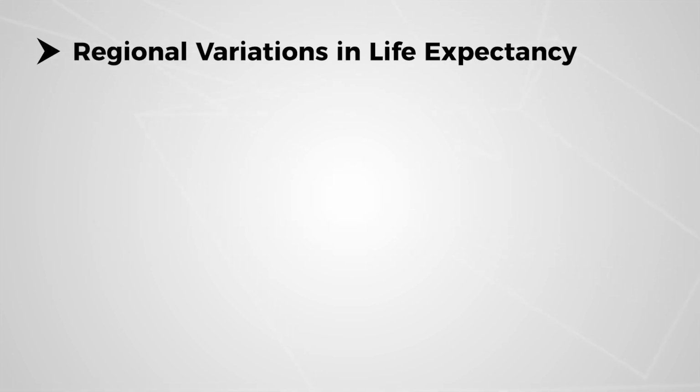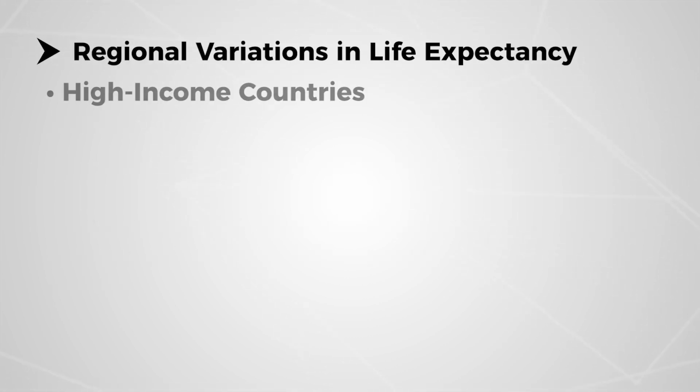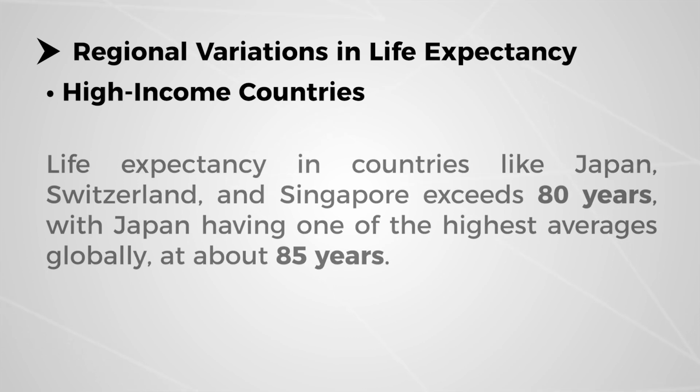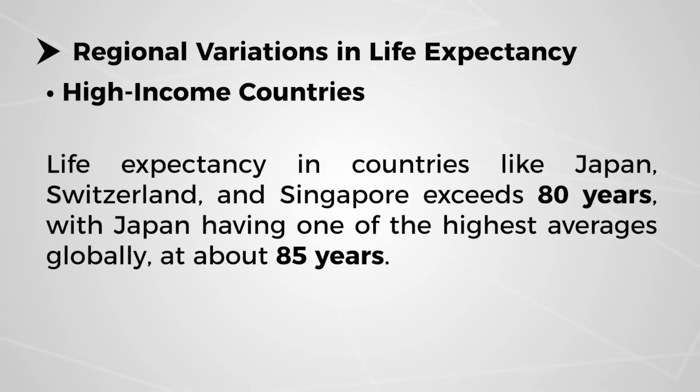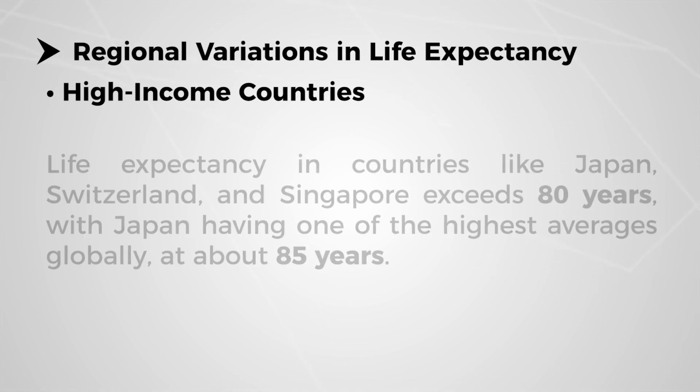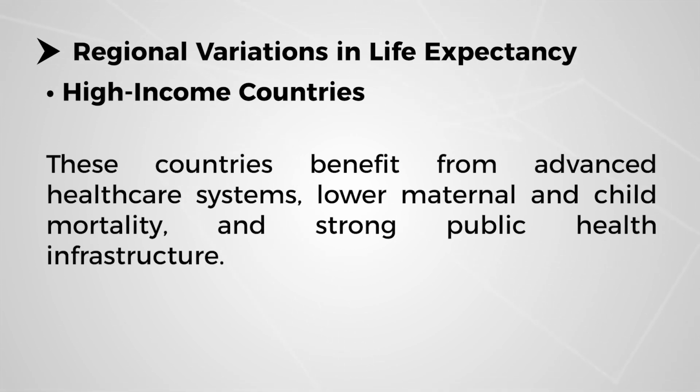Then regional variations in life expectancy. High income countries, for example Japan, Switzerland and Singapore, exceed 80 years, with Japan having one of the highest life expectancy averages globally, at about 85 years. These countries benefit from advanced healthcare systems, lower maternal and child mortality and strong public health infrastructure.